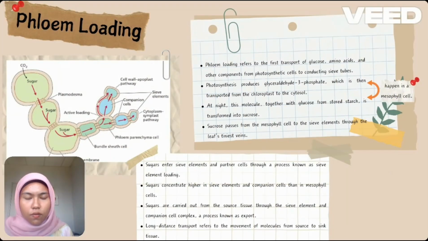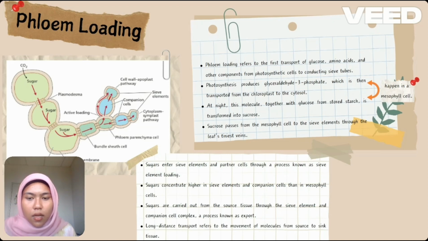Phloem loading refers to the first transport of glucose, amino acids, and other components from photosynthetic cells to conducting sieve tubes. Photosynthesis produces glyceraldehyde 3-phosphate, which is then transported from the chloroplast to the cytosol. At night, this molecule, together with glucose from stored starch, is transformed into sucrose. Both of these processes happen in mesophyll cells. Sucrose passes from the mesophyll cells to the sieve elements through the leaf's tiniest veins.